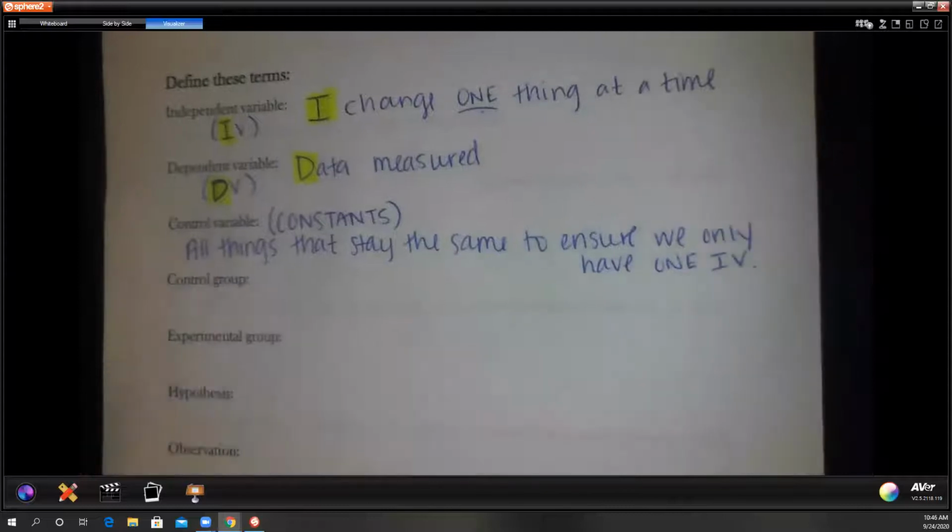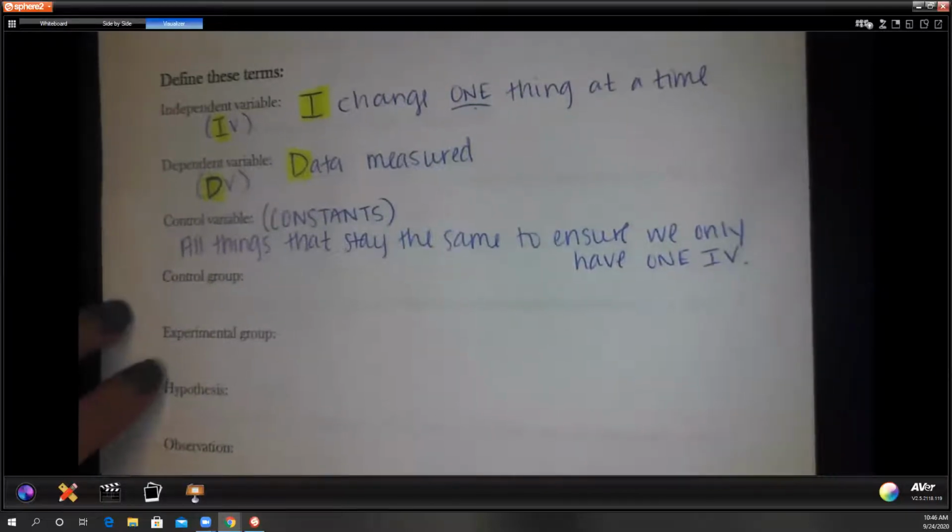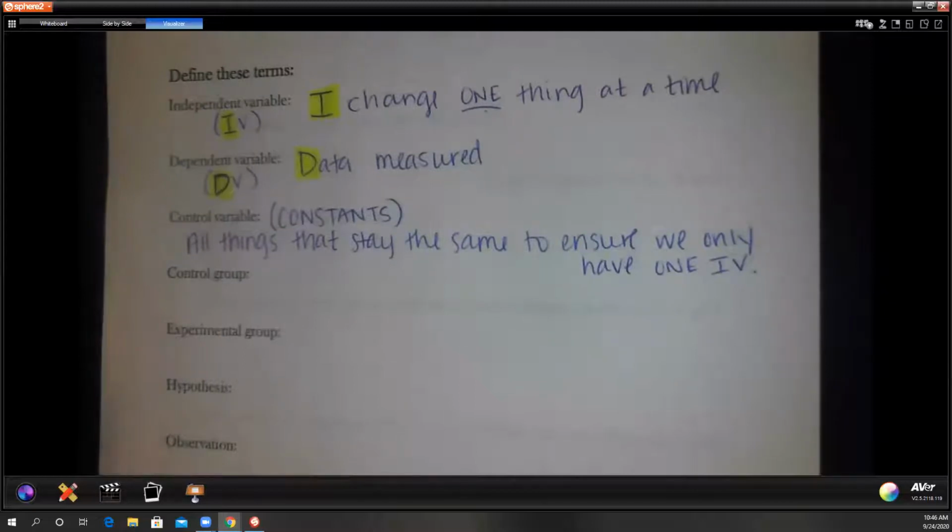I only want to change one thing. If I change more than one thing, I will never be able to interpret my results. I won't know which thing caused the change, right?